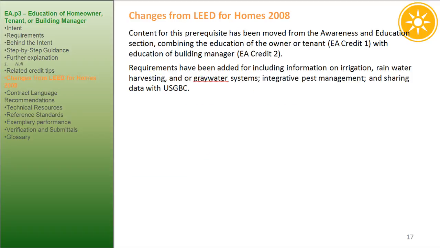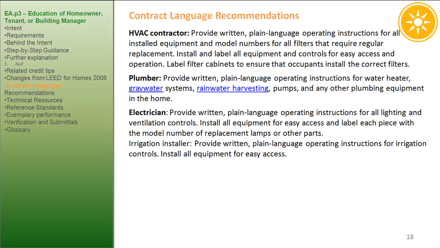Changes from LEED for Homes 2008. Content for this prerequisite has been moved from the Awareness and Education section, combining the education of the owner or tenant, EA Credit 1, with education of building manager, EA Credit 2. Requirements have been added for including information on irrigation, rainwater harvesting, and/or gray water systems, integrative pest management, and sharing data with USGBC.